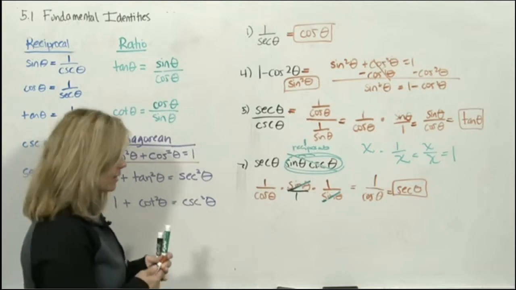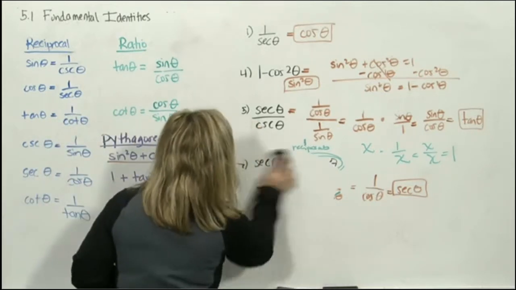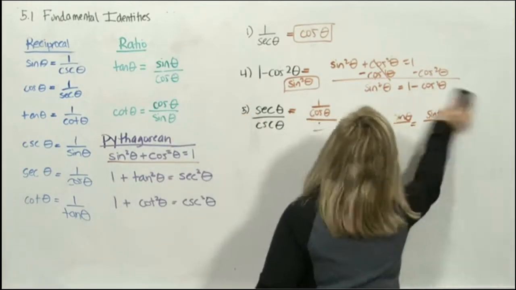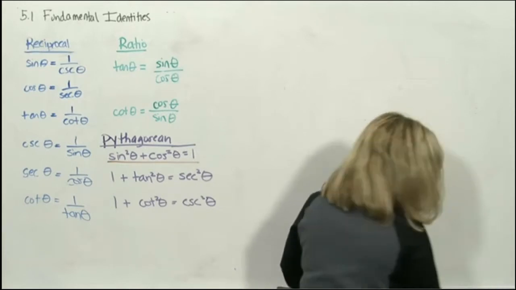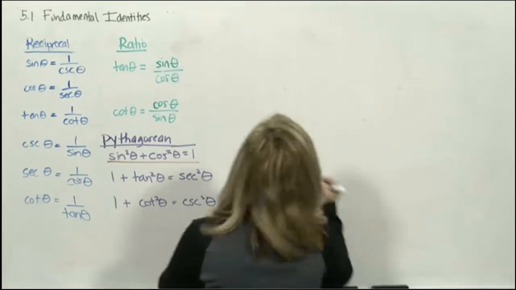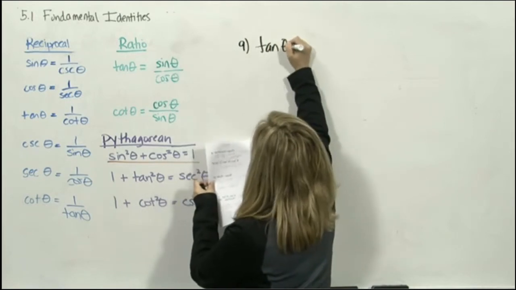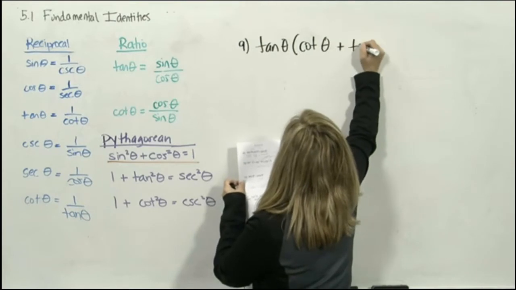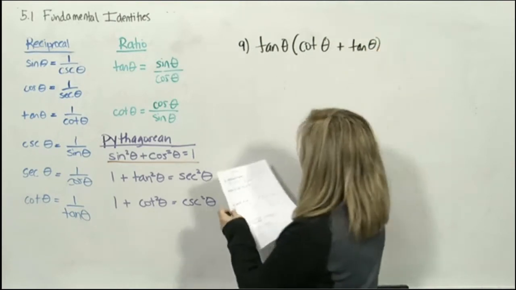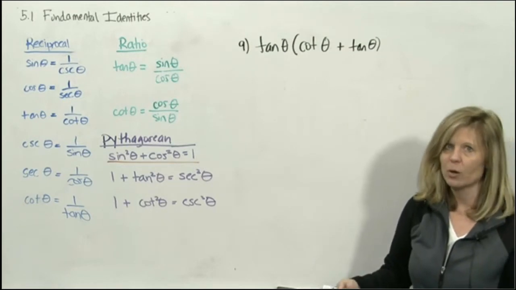All right, let's keep going with our notes. Let's go to expression 9. So let me erase. All right, expression 9 says simplify tangent theta, then there's cotangent theta plus tangent theta. Okay. There's a quick way to do this, and there's not a quick way.